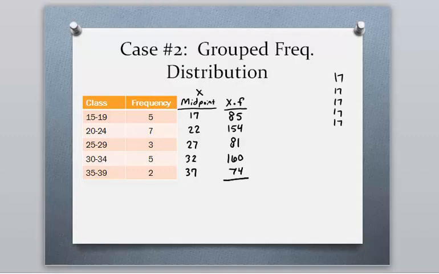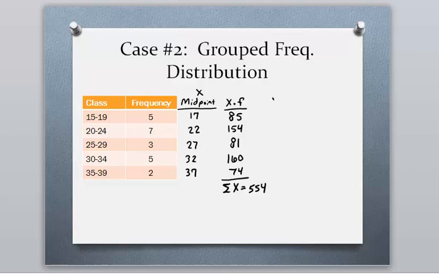And so if we add up this column, this will be the sum of the estimated x values. So we're going to add 85, 154, 81, 160, and 74, which is a total of 554. Okay, so that's one of the sums that we're going to need. All right, the next thing that we need to do is we need to square each of the x values and then add those up.